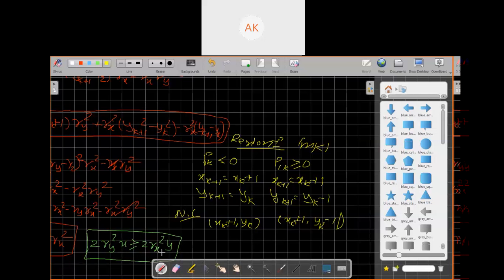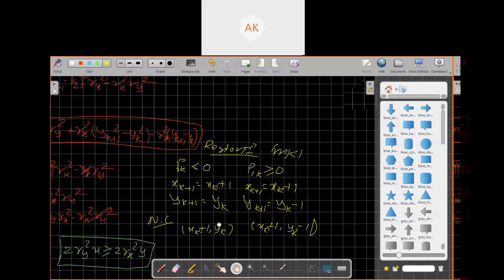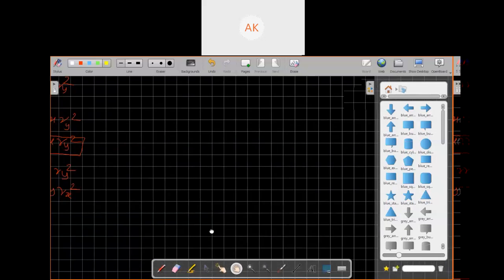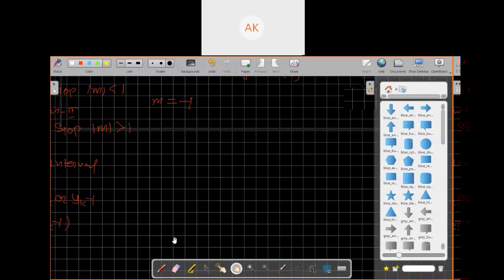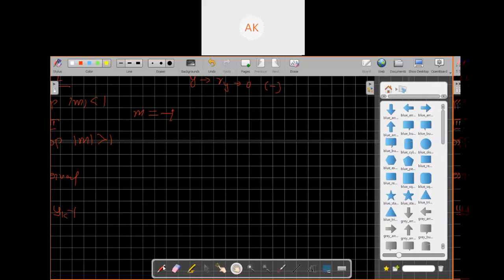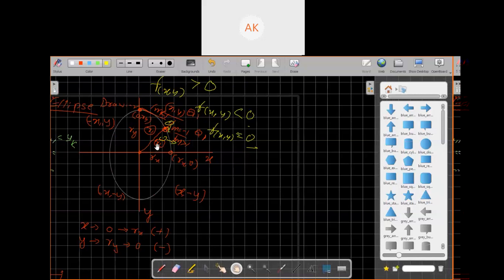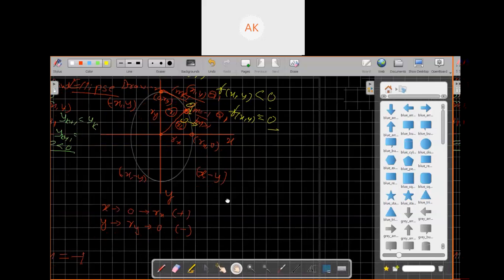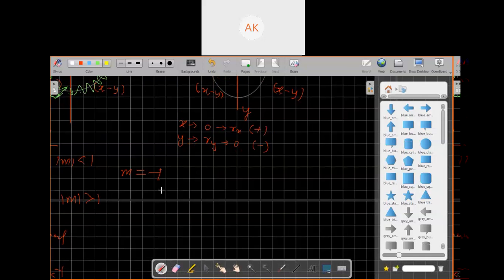If this condition is true, means you are entering into region 2. Now calculate the decision parameter for region 2. Region 2 means your m is now greater than 1. Entered into region 2, where your magnitude of m is greater than 1.